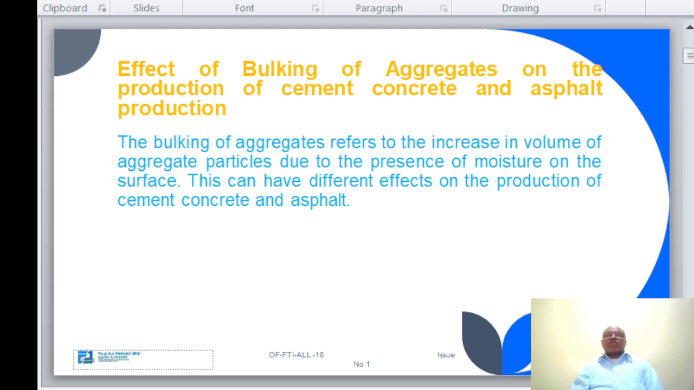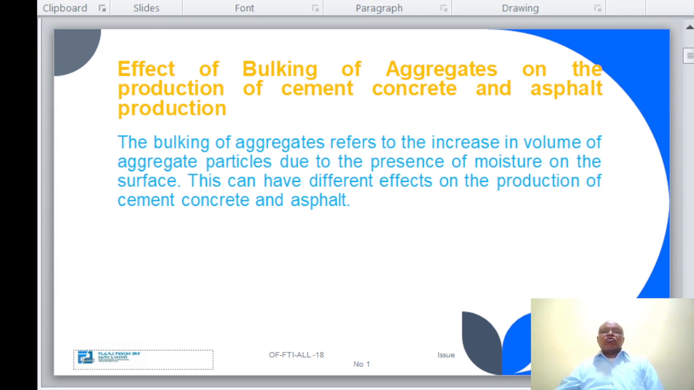One important characteristic of aggregate that needs to be considered during production is bulking. Bulking refers to the increase in volume of aggregate due to the presence of moisture. In this discussion, we will explore how bulking of aggregate affects concrete and asphalt production. Effect of bulking on concrete production. In concrete production, the bulking of aggregate can have a significant impact on mix design and overall quality of the concrete.